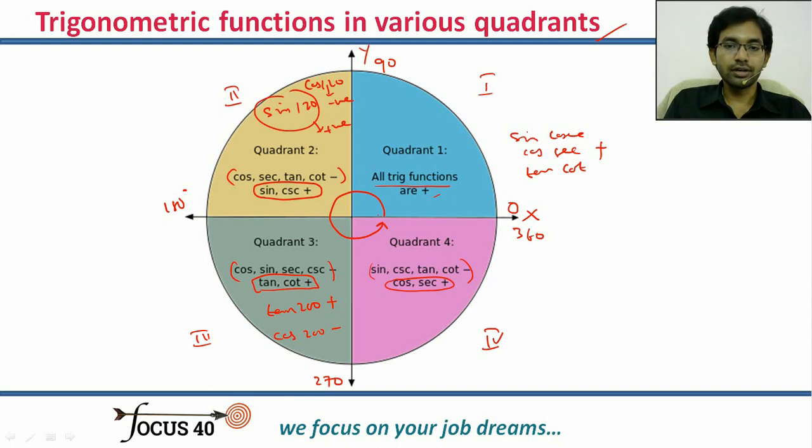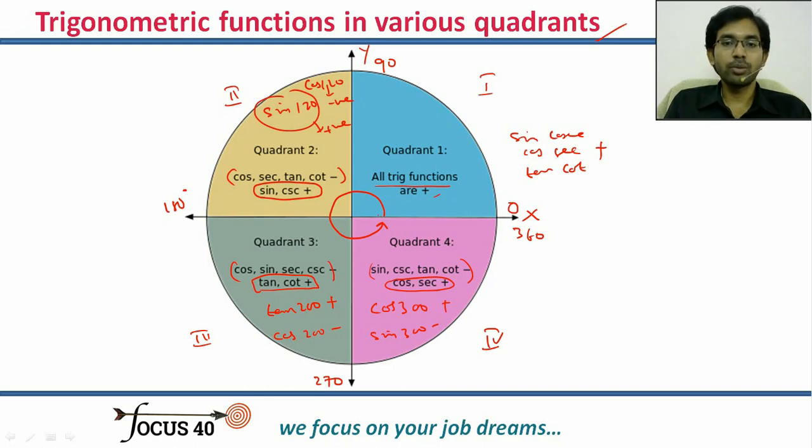In the fourth quadrant, cos 300. 300 will be in the fourth quadrant, that is in between 270 and 360. Cos 300 will be positive and sin 300 will be negative. So from this we can identify the sign of a trigonometric function in the various quadrants.